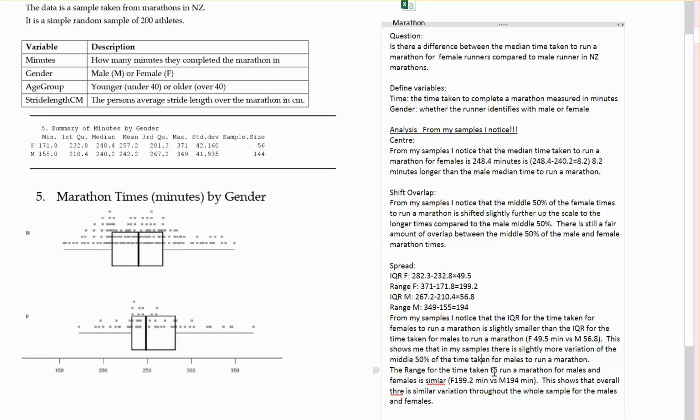The range for the time taken to run a marathon for males and females is similar. Here I've got 199.2 minutes versus 194 minutes. And this shows me overall there is similar variation throughout the whole sample for the males and females. I should put in here, to be more specific, times taken to run marathons. So in there, I'm being very specific about males and females, and everywhere left, right, and center I'm trying to make sure that I'm specific about the time taken to run a marathon and get my units.